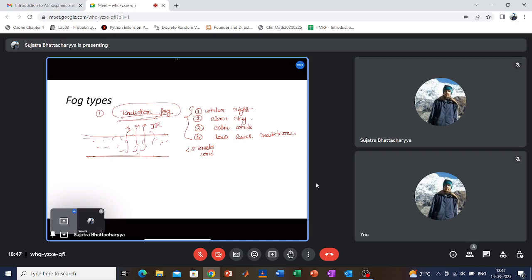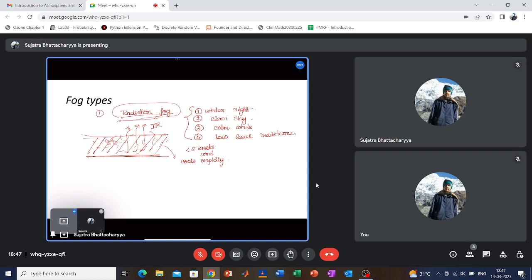As it is lost, heat is lost from the surface, and as a result this entire surface and up to some level cools down. This layer cools rapidly, and as the temperature drops, you can find that over some dust particles, this moisture tends to condense and remains suspended in the air, and as a result a dense fog formation takes place. This is the radiation fog.